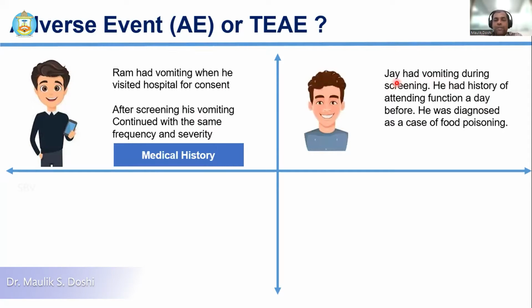Now another example: Joy had vomiting during screening. He had a history of attending a function a day before. He was diagnosed with a case of food poisoning. This is also medical history. What I want to say here is that it can be medical history, and it can also be an adverse event if the severity is increasing. Currently you are absolutely right, it can be medical history. If the severity increases, it becomes an adverse event.